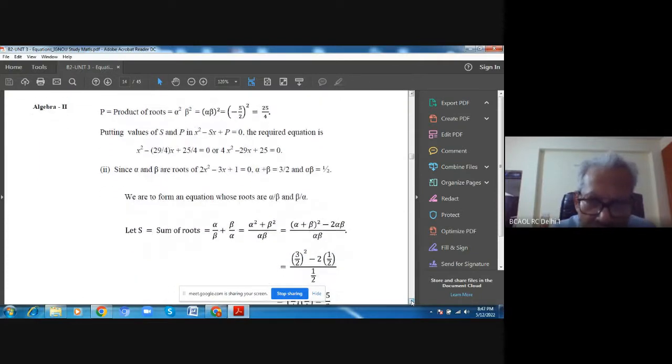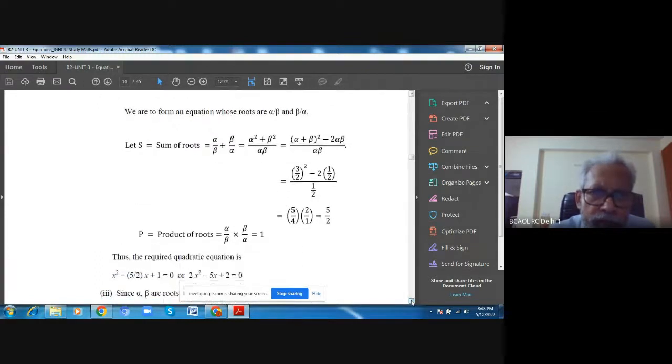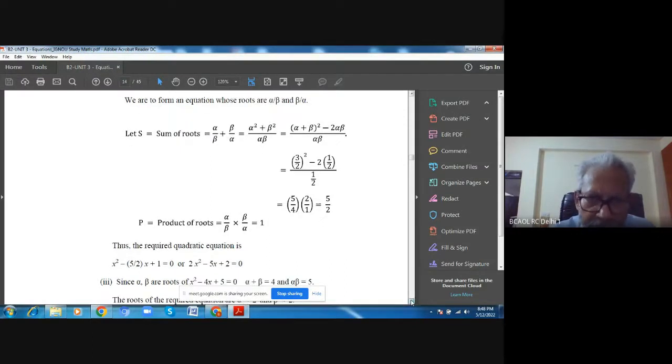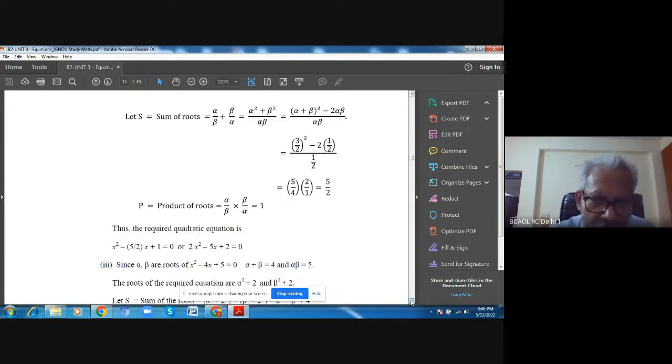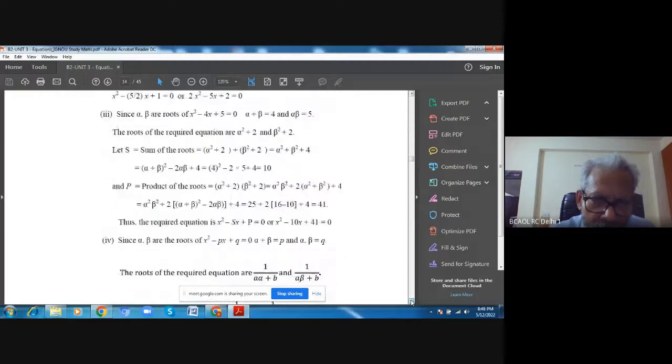So try to clear the concept. Whatever the types, the basic concept is the same: alpha plus beta and alpha beta, one is the sum and the other is the product. You have to find them and put them in the equations.